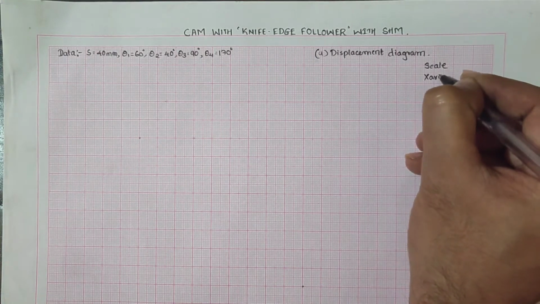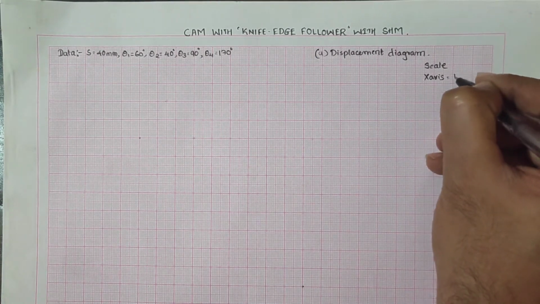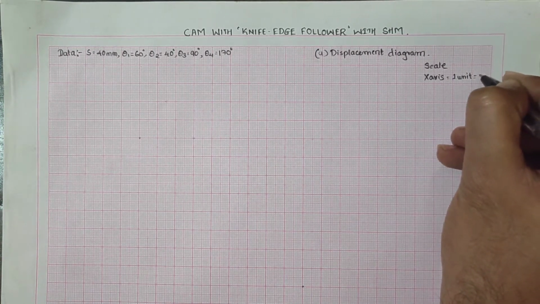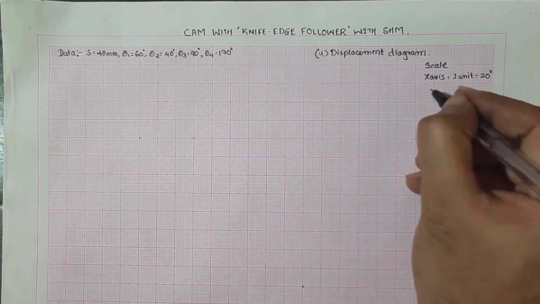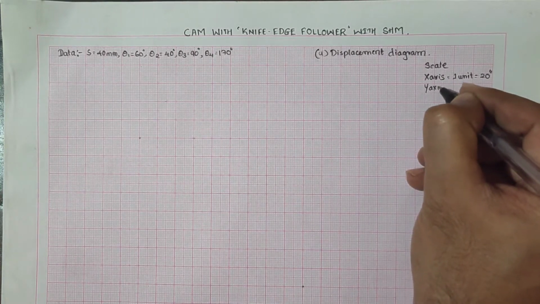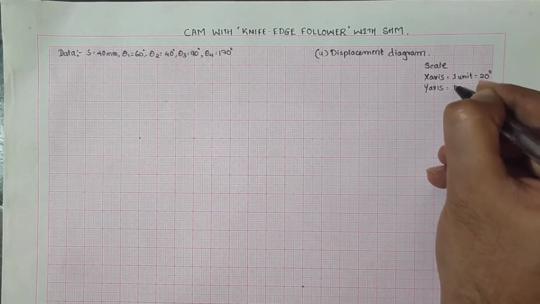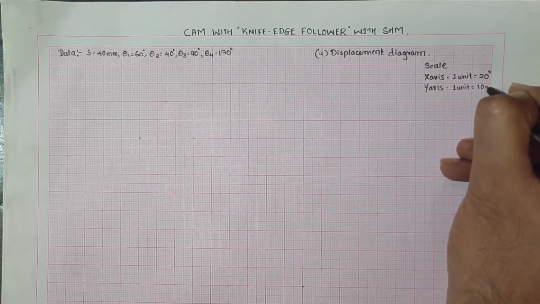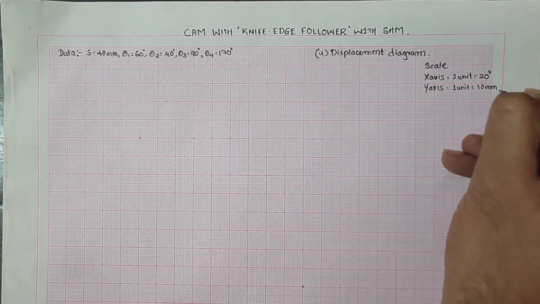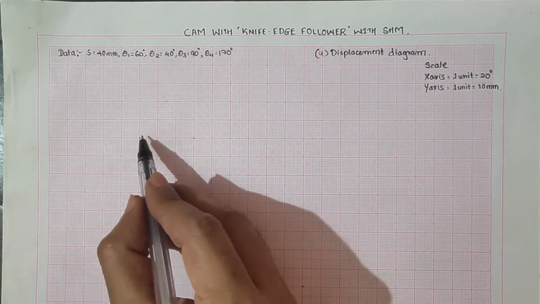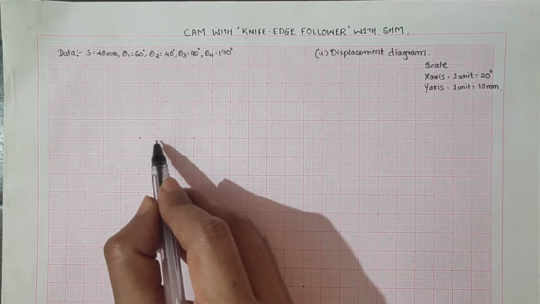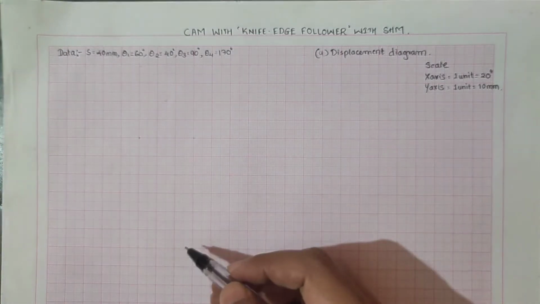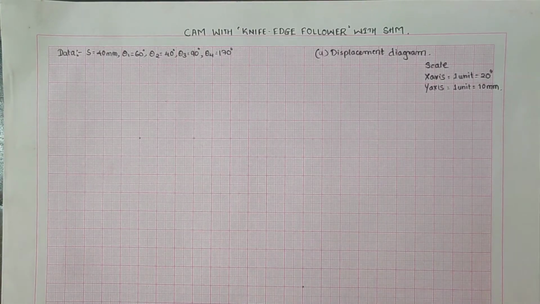X-axis, 1 unit equal to 20 degree, and y-axis, 1 unit equal to 10 mm. So for x-axis we will be taking 1 unit is equal to 20 degree, and for y-axis we will be taking 1 unit is equal to 10 mm. Let's start.